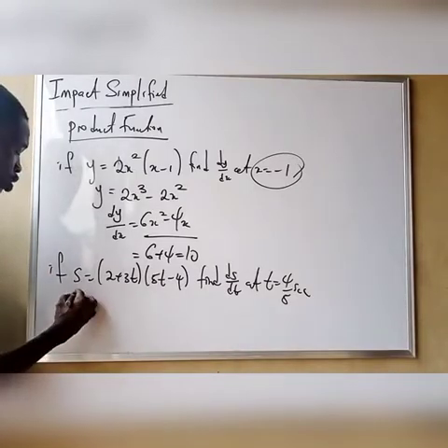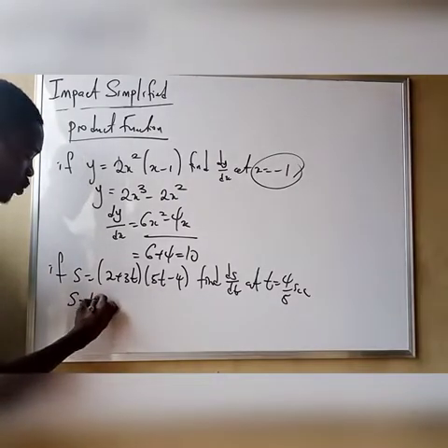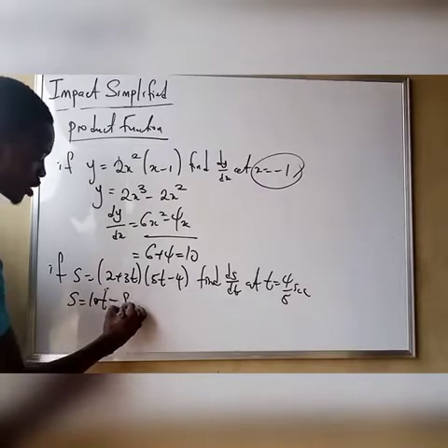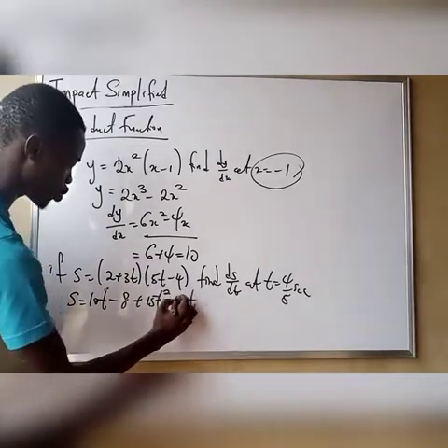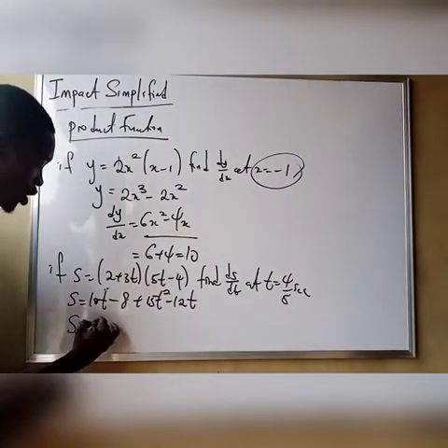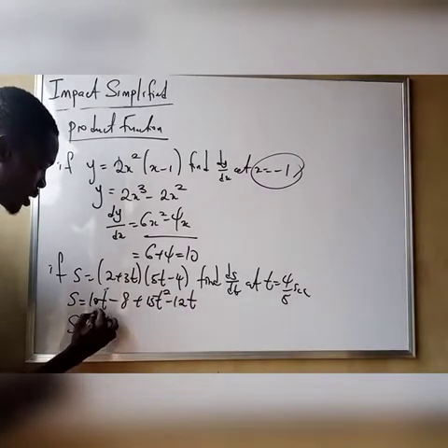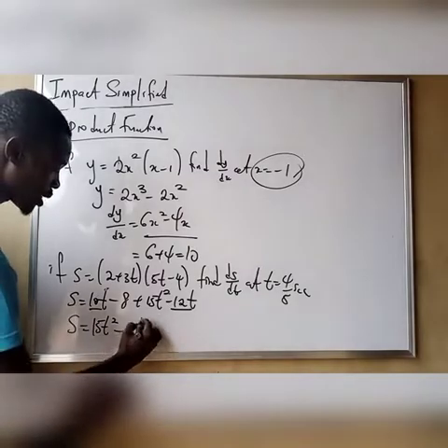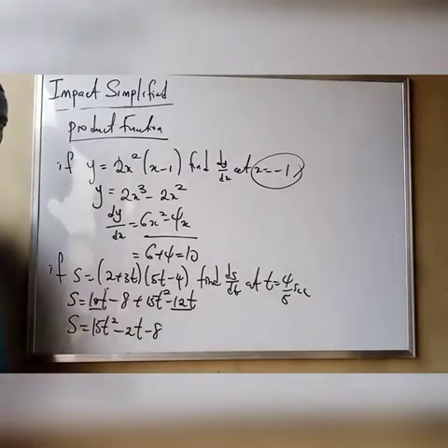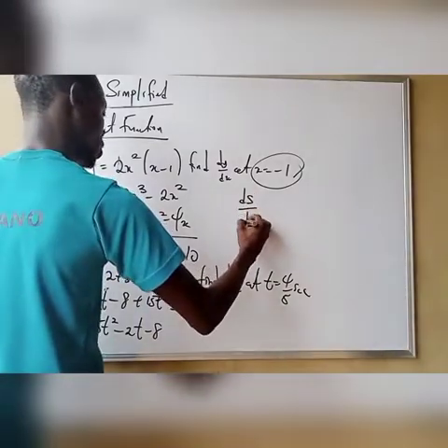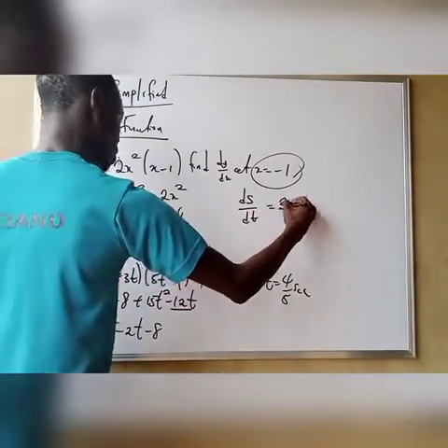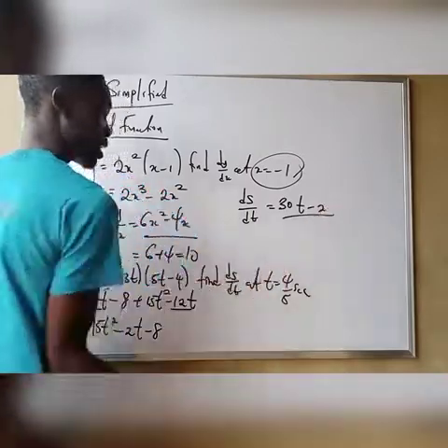Just expand. So if you expand this function, this will give us 10t minus 8 plus 15t squared minus 12t. And our x will give us 15t squared, and this and this will give us minus 2t minus 8. Do you get that? Don't make use of the product rule formula. So if you differentiate that, dx/dt will give us 30t minus 2. And that is that.